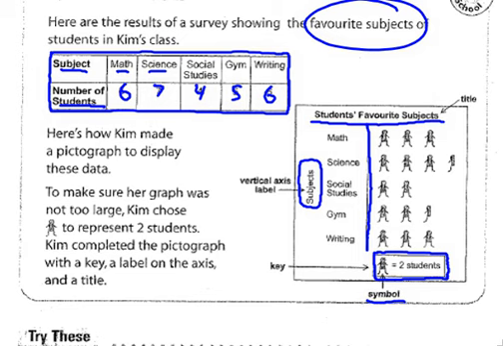I can only draw stick men. If somebody here was a little better than me, but I would just draw a stick man to represent a person. And it says here that 1 stick man equals 2 students. So I can draw my symbol up here.